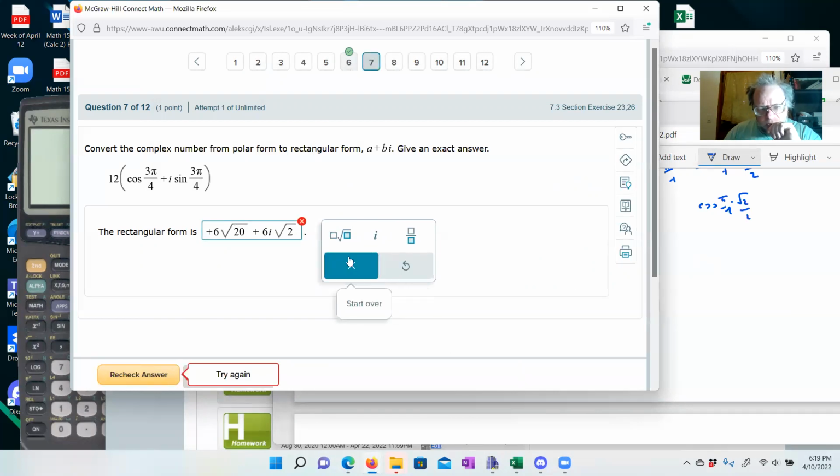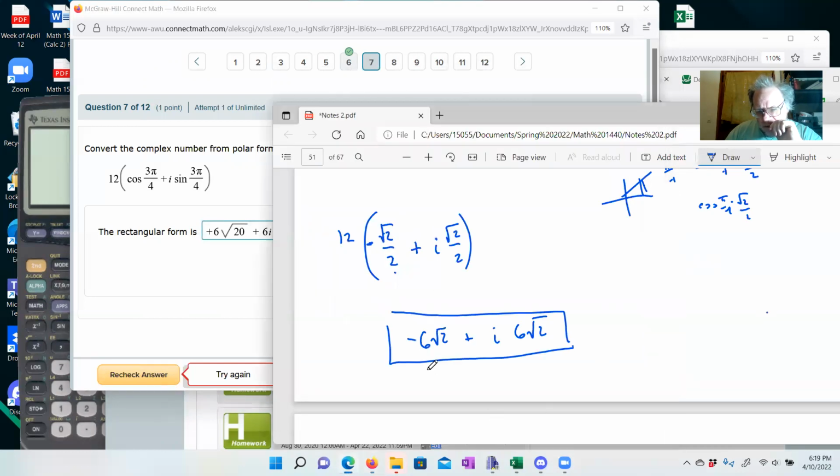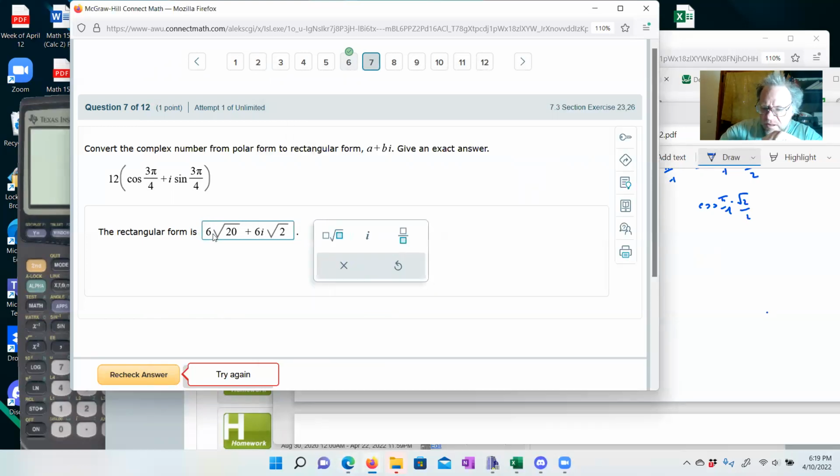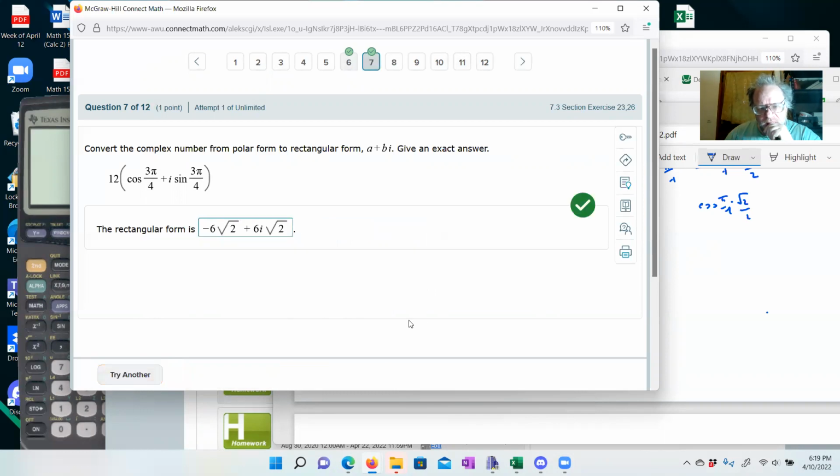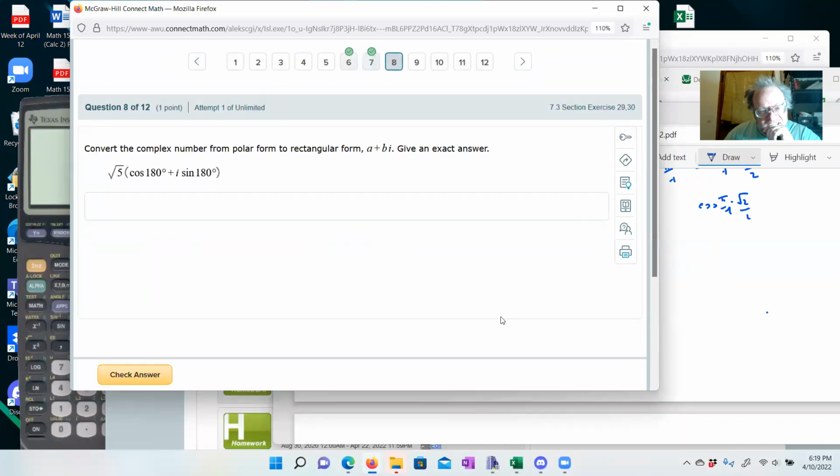It didn't like it. What did I not do? Give an exact answer. I did. Oh, I said negative, and then I went and pressed positive. So of course it's wrong. It really helps to put the right numbers in. Okay, there we go. I'm glad they gave me 3 chances.